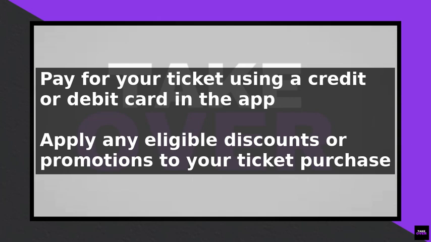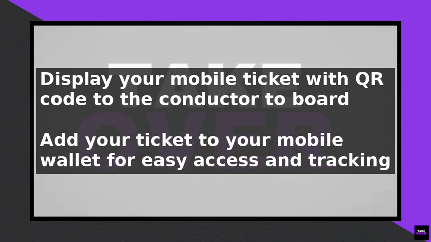Additionally, you can use the app to check the status of your train, as well as to make changes to your reservation if needed. By following these steps, you can easily use Amtrak mobile ticketing to purchase and display your ticket, making your travel experience more convenient and efficient.